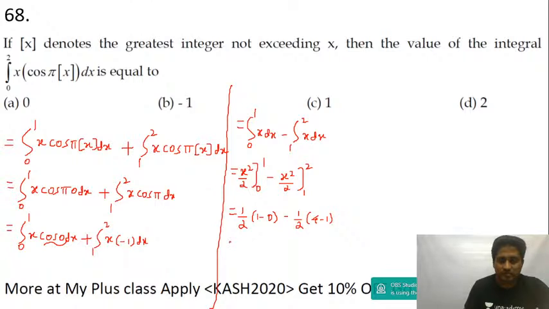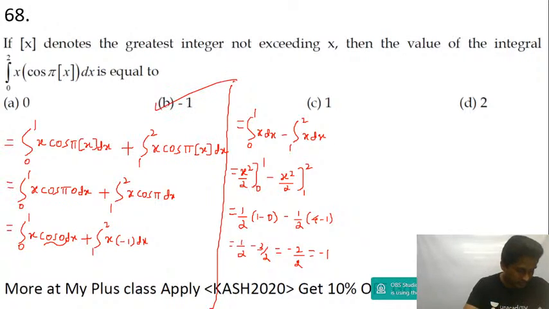So this becomes 1 by 2, minus 3 by 2. That is equal to minus 1, that is minus 2 by 2. Okay, answer will be equal to minus 1. Answer is option B. Is this okay, guys? Answer will be equal to option B only.